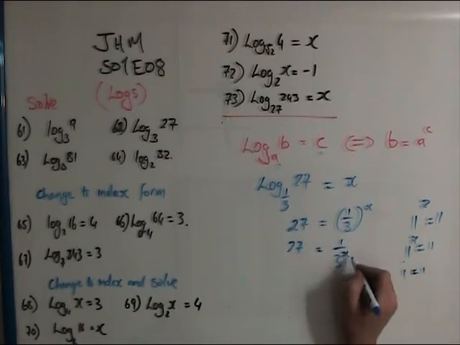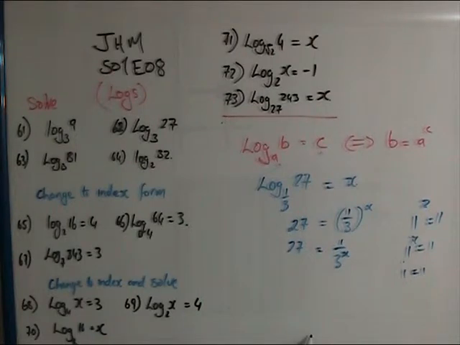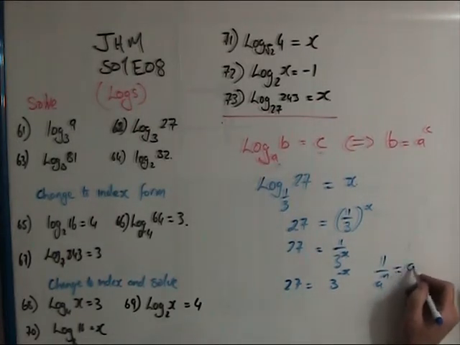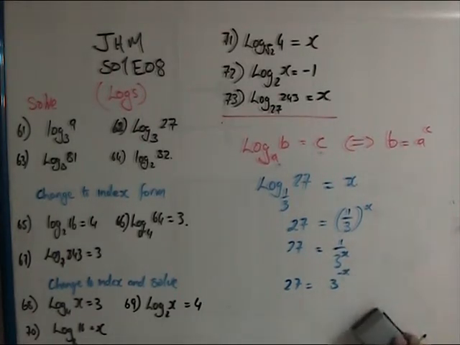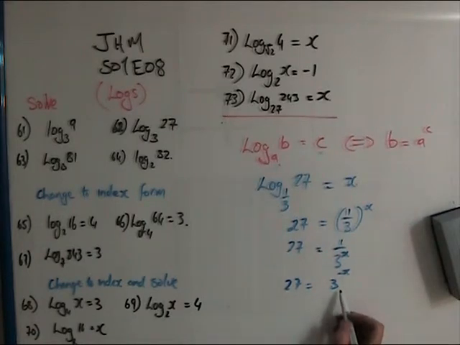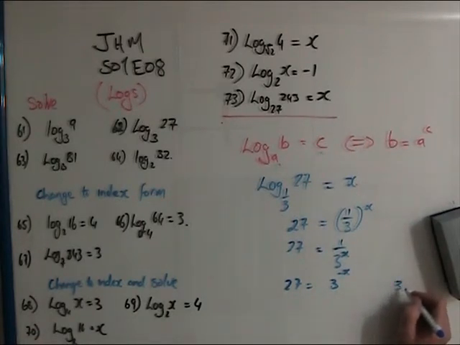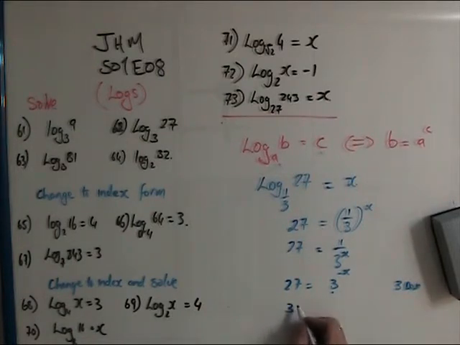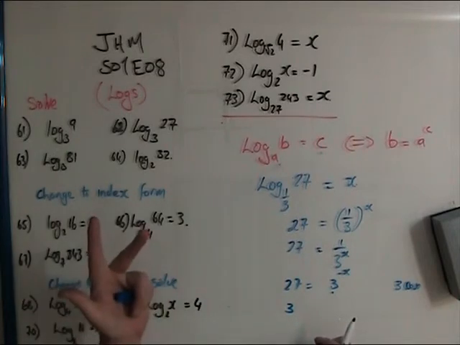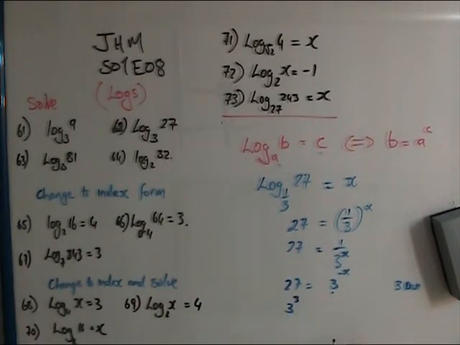Well, I'll do it like this. That's what it's ended up as. Okay? Now I can bring that up, and I know through my indices rules that when I bring that up it becomes a minus: 1 over a to the power of n coming up is equal to a to the power of minus n. Okay? Now we've got 27. What do I do now? 27 to base 3. Because I'm looking at the base 3, and 27 is 3 by 3 by 3. That's 3 times itself.